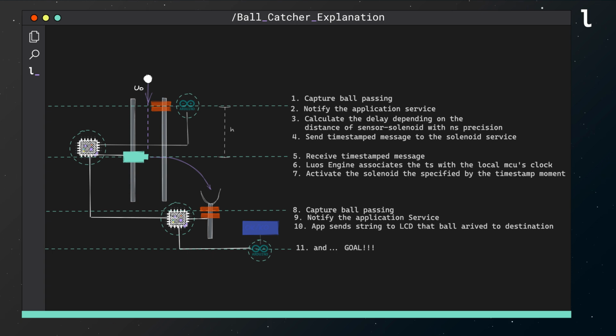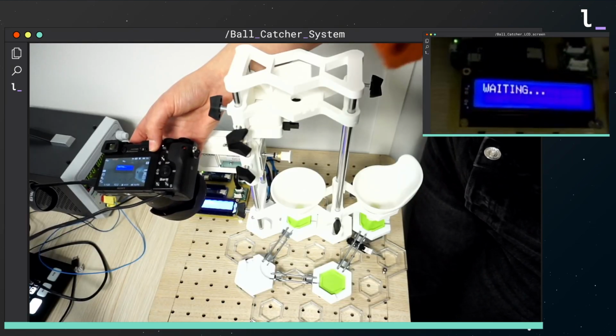Afterward, the application will be waiting for messages of the second sensor. If the ball is correctly hit by the solenoid, one will arrive. At that time, a message of success will appear on the LCD screen. So let's see the result.